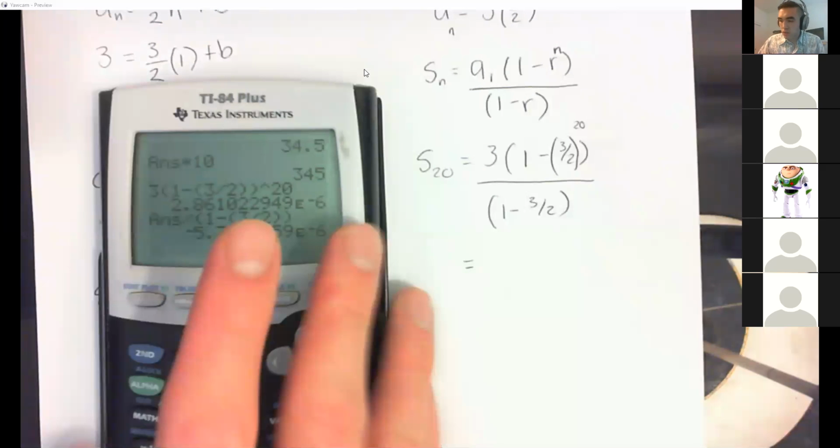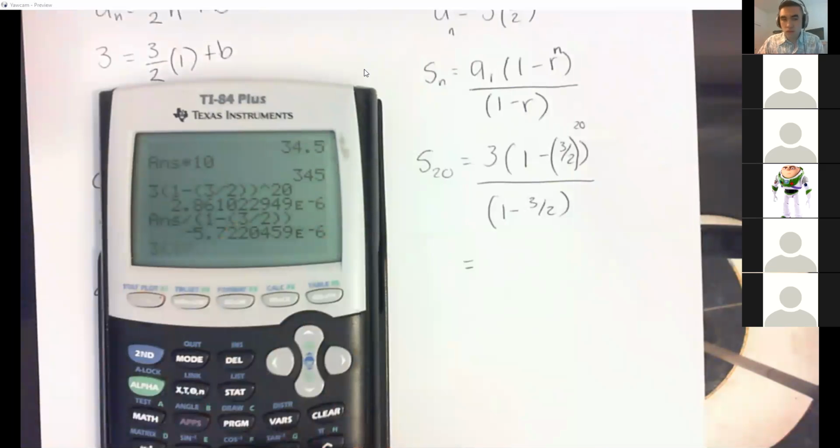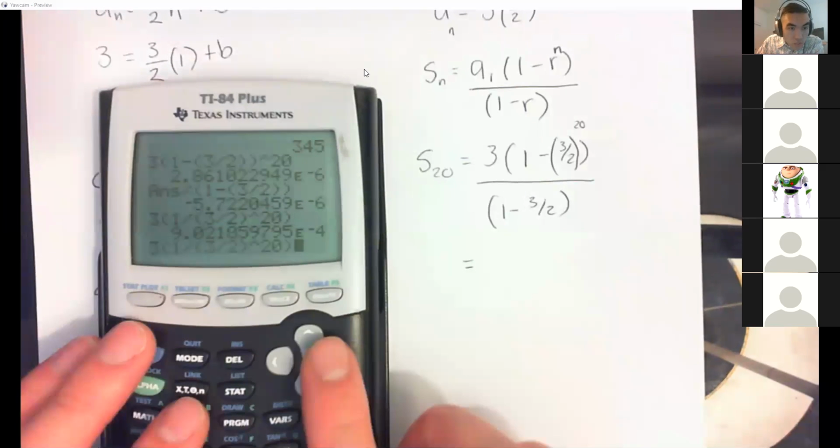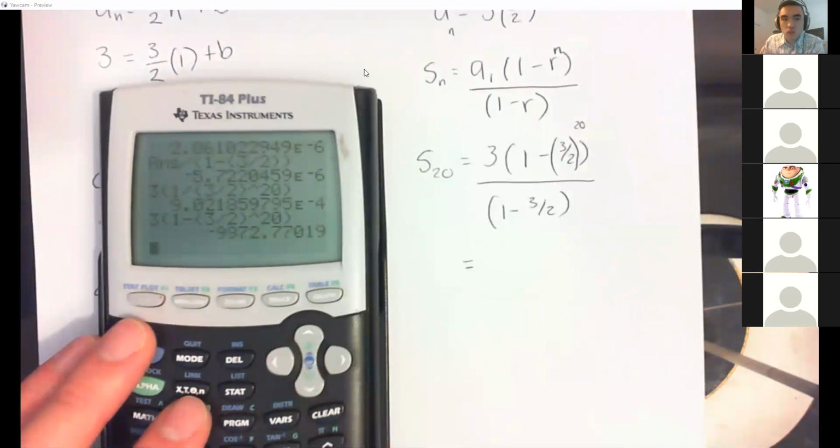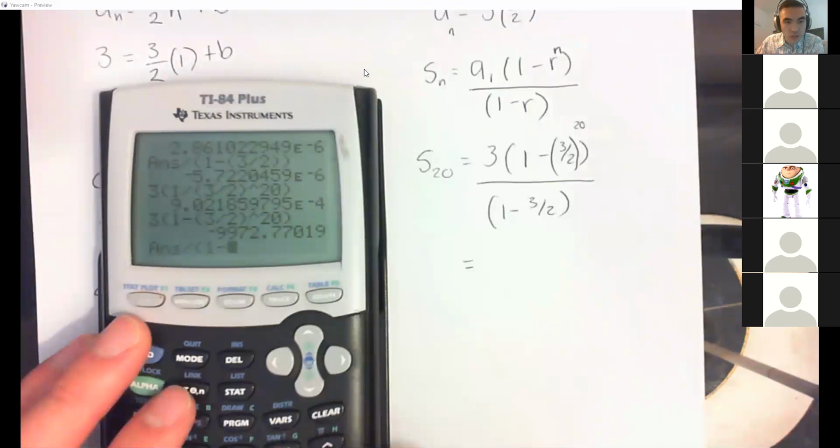So this is actually 3 times 1 minus quantity 3 over 2, this guy is raised to the 20th power, and then I'll close the parenthesis on that. So that's the correct numerator. And then we take this and divide it by 1 minus quantity 3 over 2. Oh my God, my fingers today.